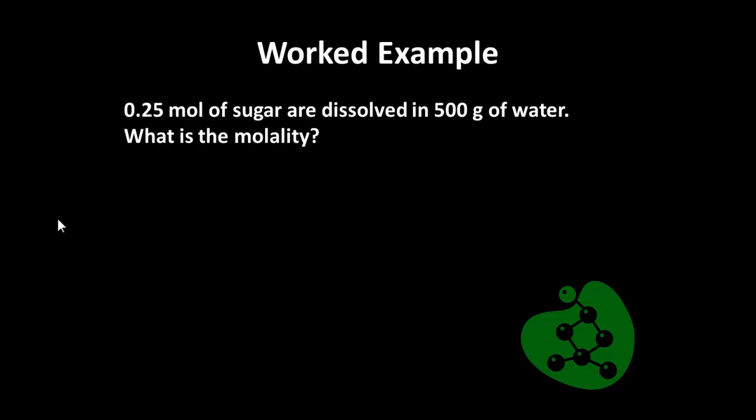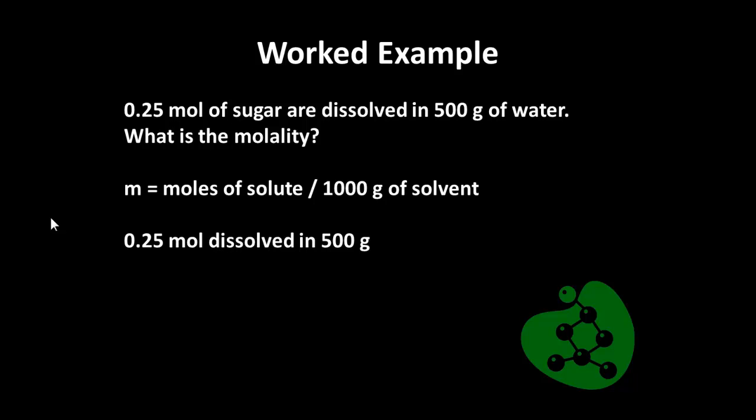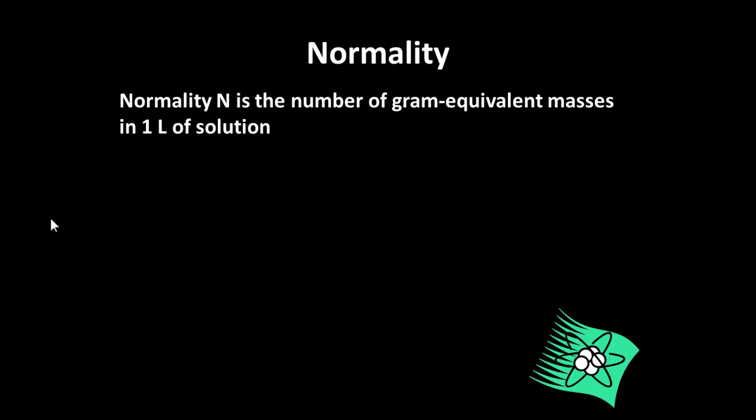So here's a little worked example here. 0.25 moles of sugar are dissolved in 500 grams of water. What is the molality? Right, remember we're dealing now with masses. So that's moles of solute per 1,000 grams of solvent. So 0.25 moles in 500 grams is 0.50 moles in 1,000 grams. So the molality is 0.50.